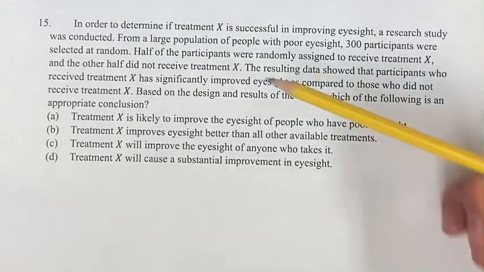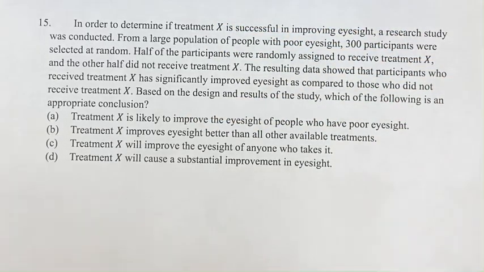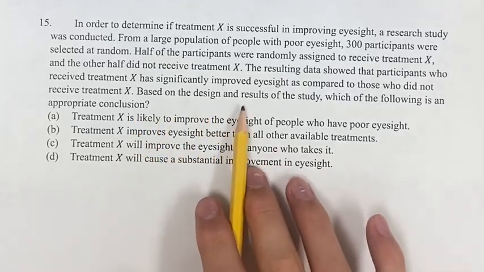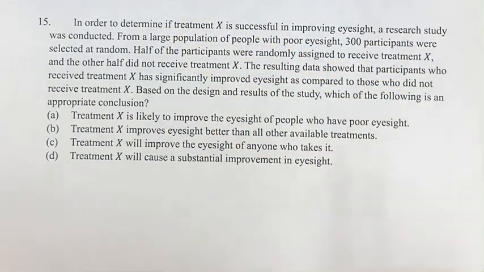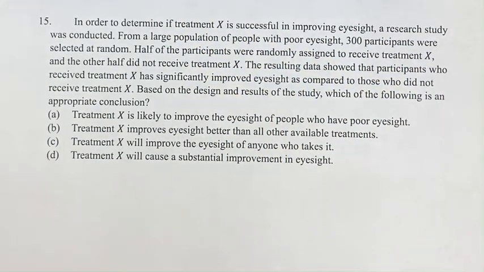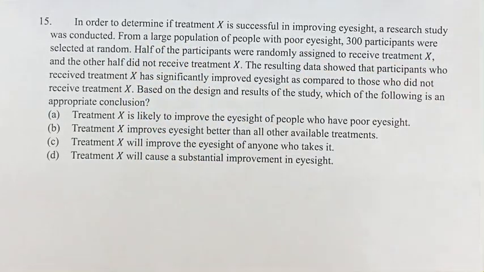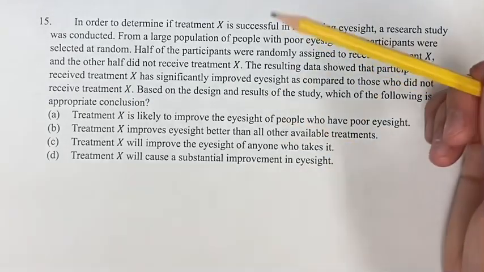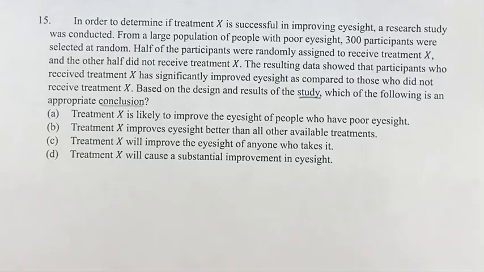In this problem, we have a ton of information about some study involving treatment X and participants and all of that. And we're told, based on the design and results of this study, which of the following is an appropriate conclusion. So this is a problem that, if you do it rigorously, will take up a lot of your time, right? If you're not thinking about this as a problem on the SAT, this could take you a couple minutes because you have to read it and think about what this information means and what treatment X means, and so on. But wherever you have a study and you're asked for a conclusion on the SAT, there's a trick to solve these problems.